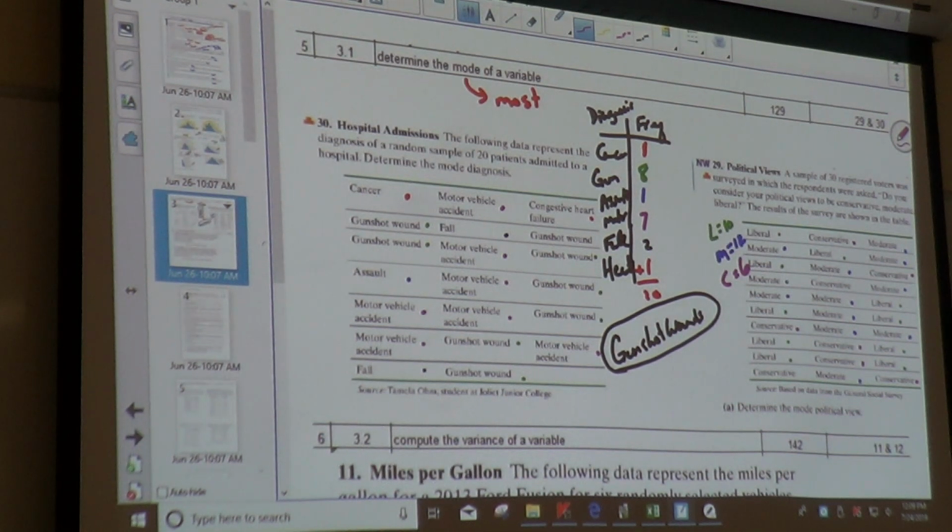So which one is the mode? 7. Where did I miss that one? Down at the bottom left. Damn it.